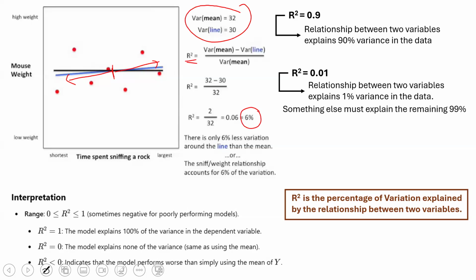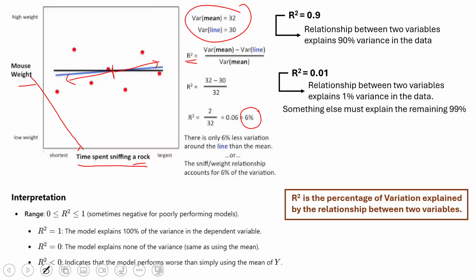That means only 6% of the variance along the mouse weight is explained by the time spent sniffing a rock, which is the y variable. So there is no relationship between mouse weight and the time spent sniffing a rock. So the sniff and weight relationship accounts for only 6% of the variation. There won't be much variation explained by the sniffing a rock activity.